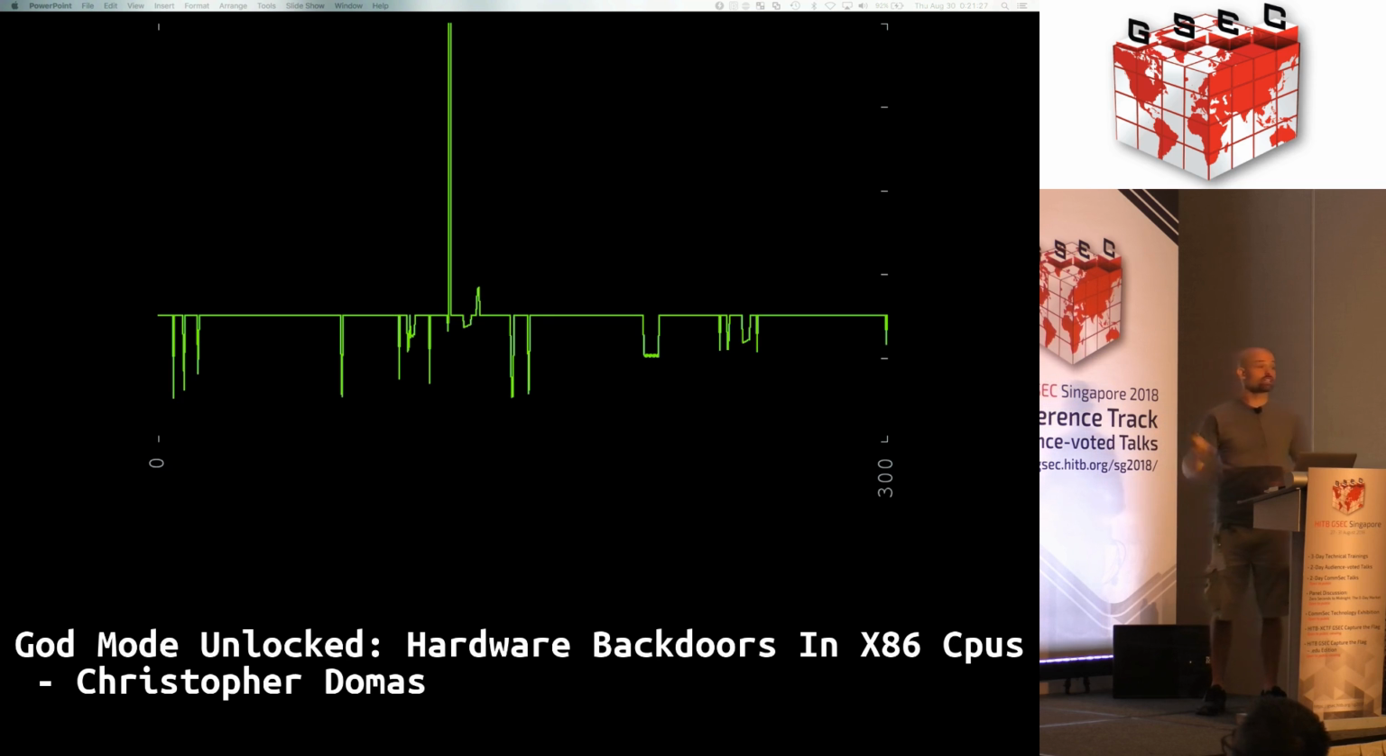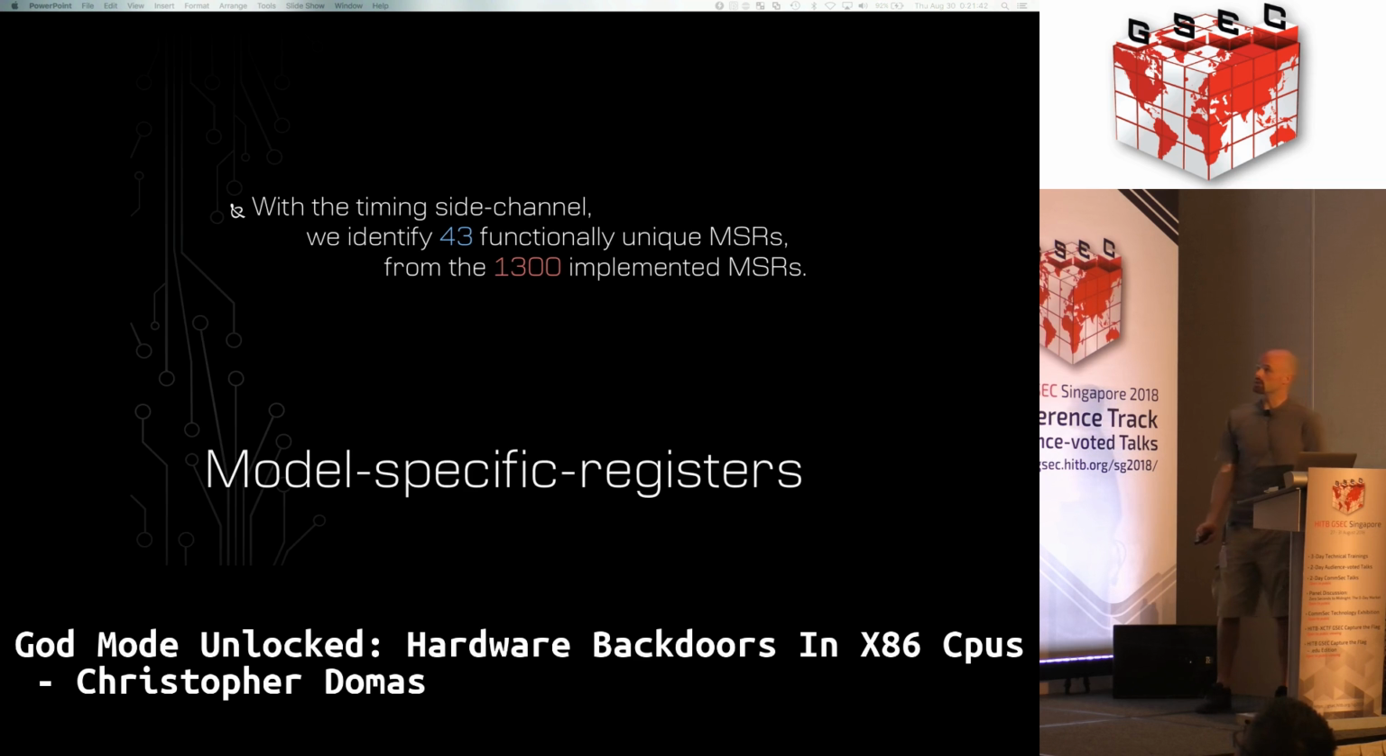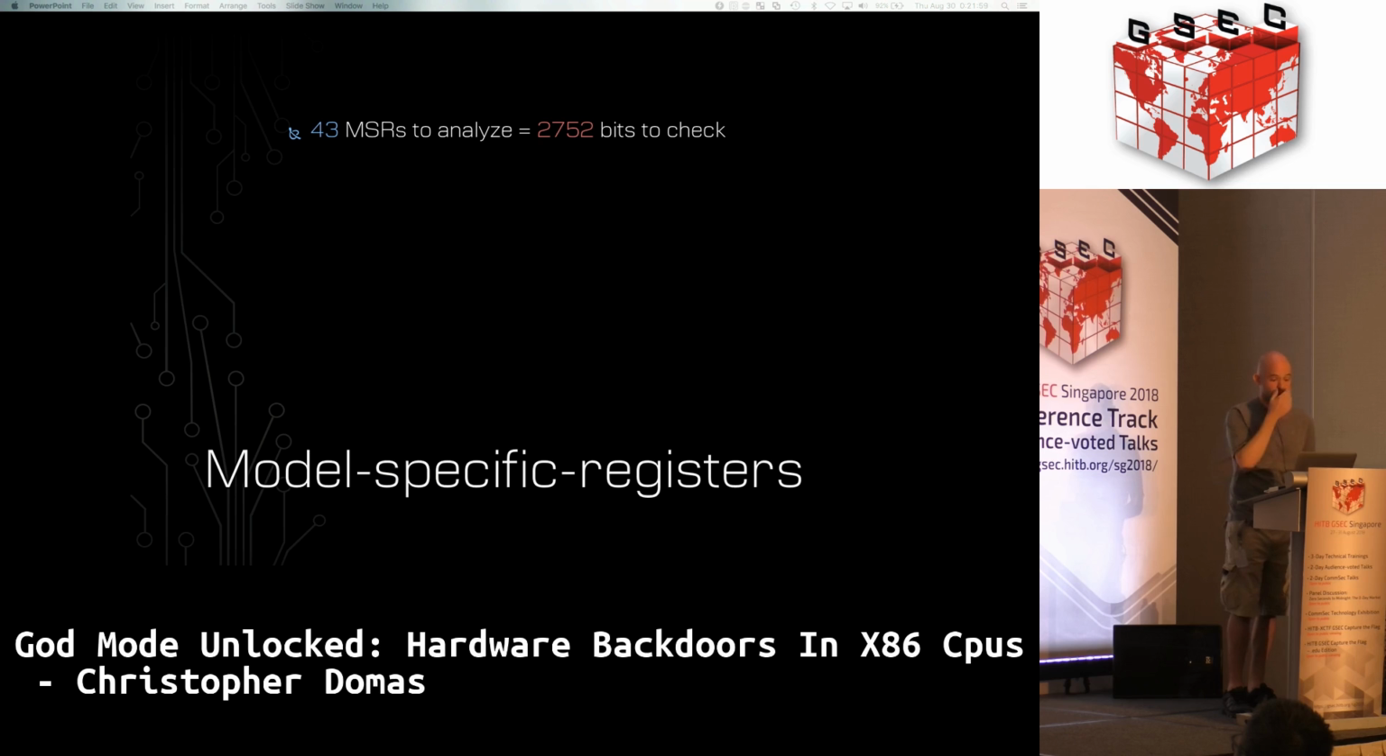So then what I can do is look at that timing side channel and try to pick out which of these MSRs, based on their timing patterns, are functionally unique. In other words, I'm going to select things like these peaks in each situation as functionally unique MSRs. And when we do that, we can identify 43 unique MSRs out of the 1,300 that are actually implemented on the processor. So that's a big step forward. 43 is a much more tractable number of model-specific registers to analyze than 1,300. Unfortunately, it's still a pretty daunting task.